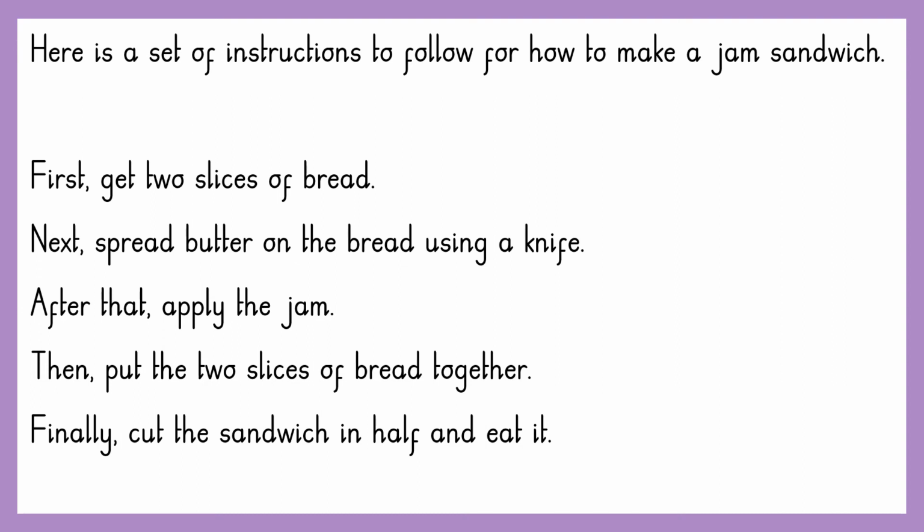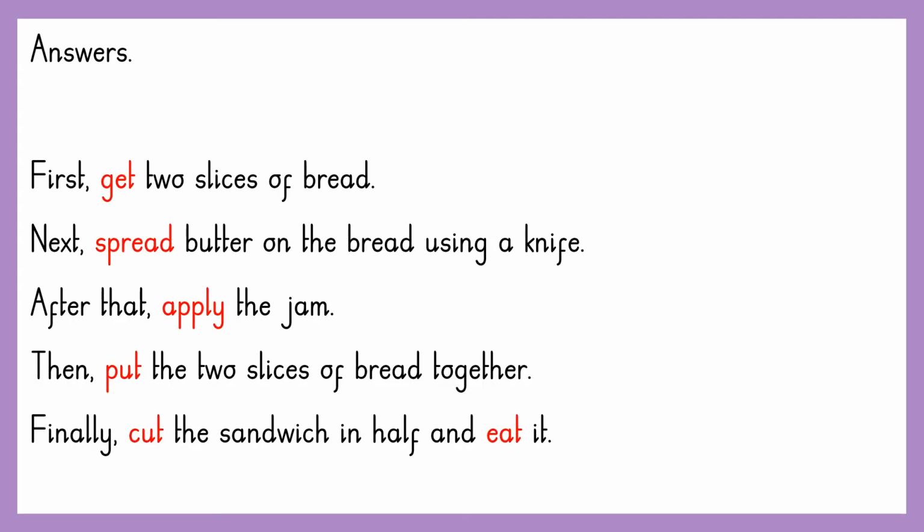Here is a set of instructions to follow for how to make a jam sandwich. So I've got first, get 2 slices of bread. Next, spread butter on the bread using a knife. After that, apply the jam. Then put 2 slices of bread together. And finally, cut the sandwich in half and eat it. But I want you to pause the video now and see if you can write down the imperative verbs in the sentences. Let's have a look at these answers together.